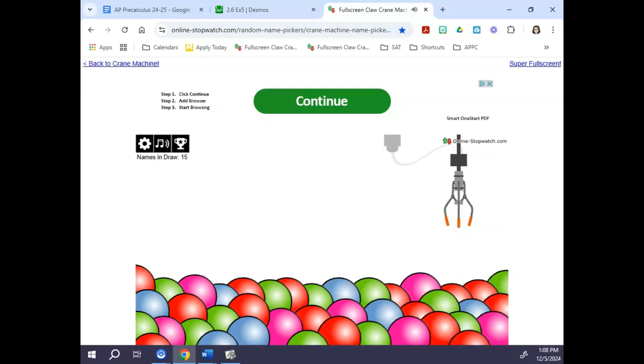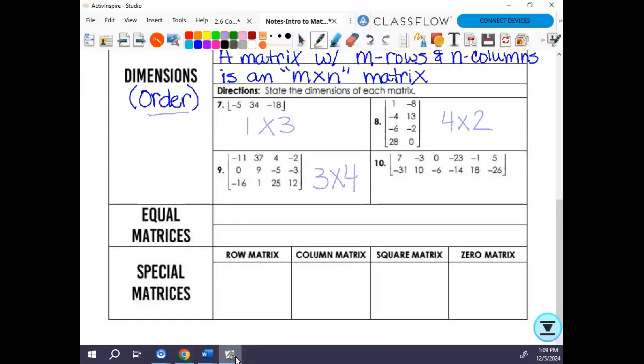Yuretsi. 4 by 2. 2 by 6. She's making stuff up. Okay. You just read the wrong one, didn't you? Okay. Are we good on that? Easy enough? So that's the order or the dimensions. And the dimensions are going to matter when we do certain things.